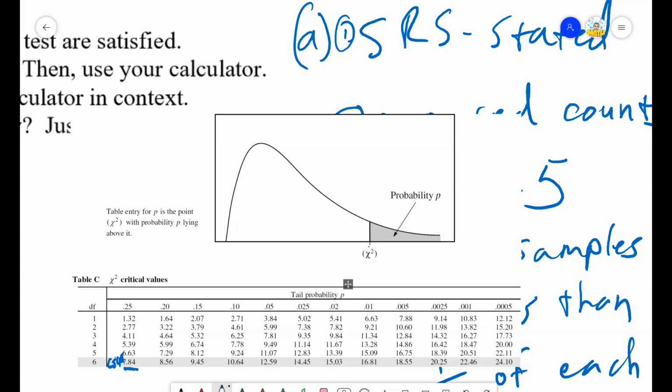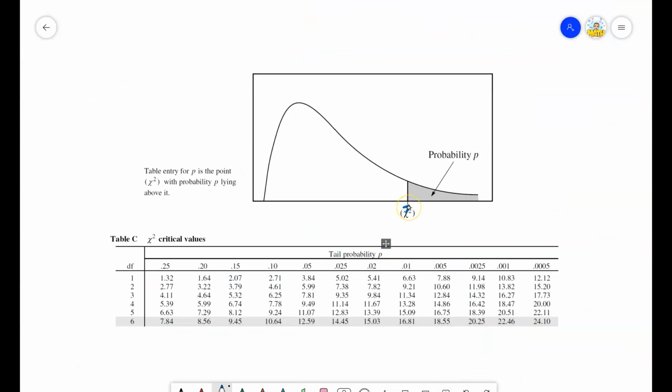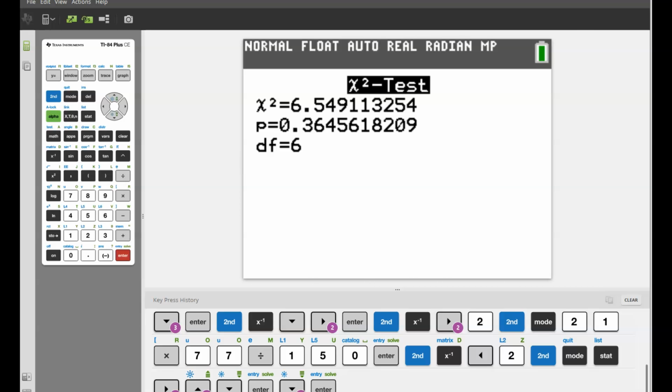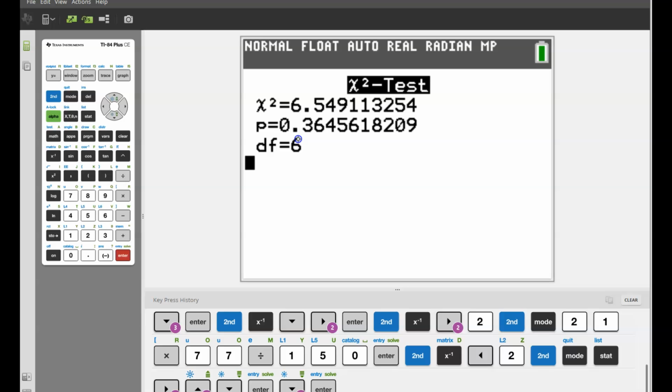If this is 7.84, this is where 7.84 lives, and they're telling us that this probability is 0.25, then for sure, if we have over here 6.549, then the area is bigger than 0.25. So all we know from the table is that the p-value from the table is greater than 0.25. That's all we know. But from the calculator, we know more specifically it's 0.36 and so on.